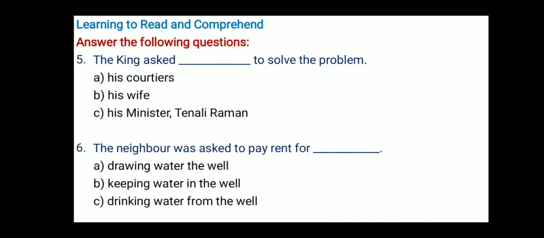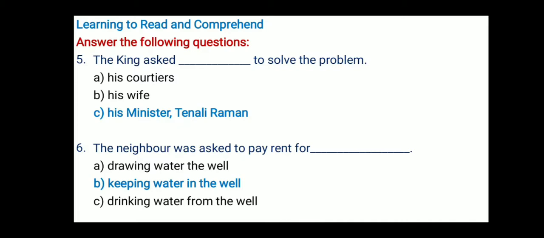Question number 5 is: the king asked Dash to solve the problem. You have to choose the correct option and fill in the blank. 6th, the neighbor was asked to pay rent for Dash. Again, you have to choose the correct option and fill in the blank. Students, please check and tally your answers.